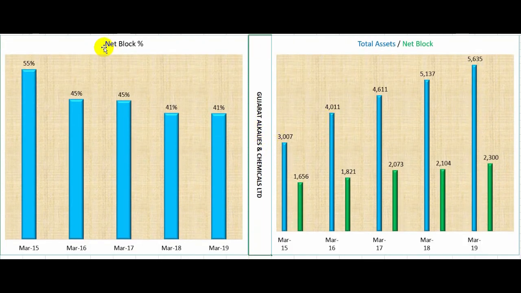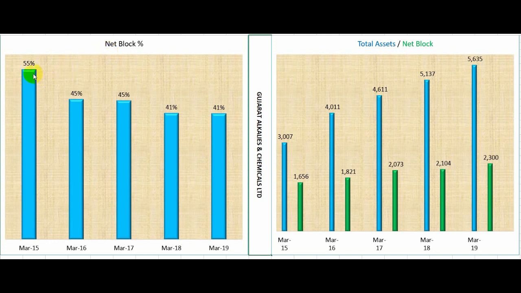Next, let us look at the net block percentage. Net block is the net assets of the company. These are the fixed assets or tangible assets, including the intangible. So we want to understand how much these fixed assets are occupying as a percentage of the total balance sheet size, or the total assets of the company. We don't want the company to invest too much into assets until and unless it is a very capital intensive and asset intensive business.